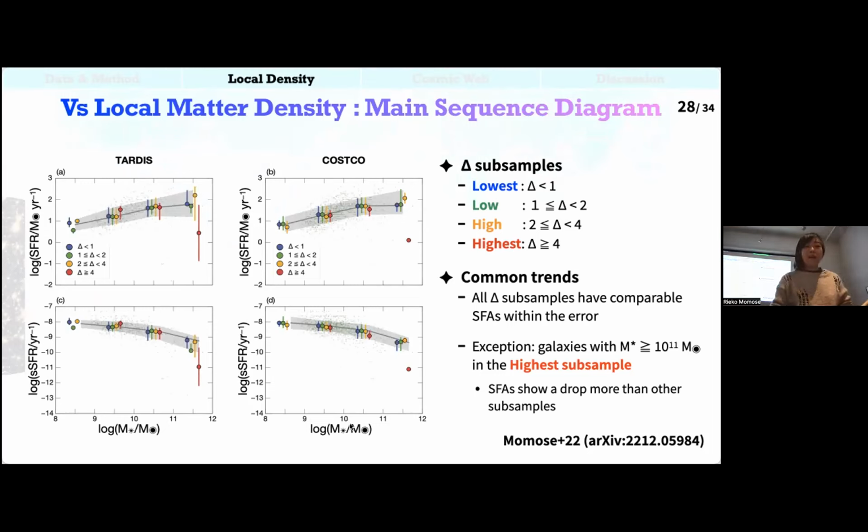Then we found that the density subsamples were basically consistently distributed within the error, except for the massive galaxies in the highest density subsample. The massive galaxies in the highest moderate density subsample showed a sudden drop of star formation activities. So again, we found that star formation activities decline only in high mass galaxies at dense regions.